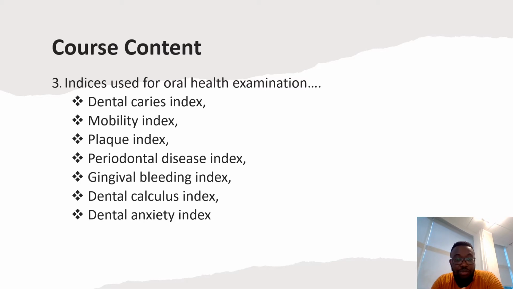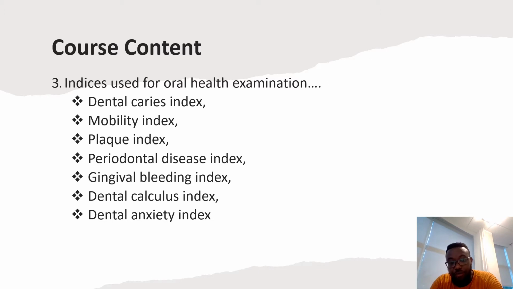Under this, we'll be looking at some examples of the indices that we have in community dentistry. So things like the dental caries index, the mobility index, the plaque index, the periodontal disease index, gingival bleeding, dental calculus, and even the dental anxiety index. However, this topic, we will be dividing into two.